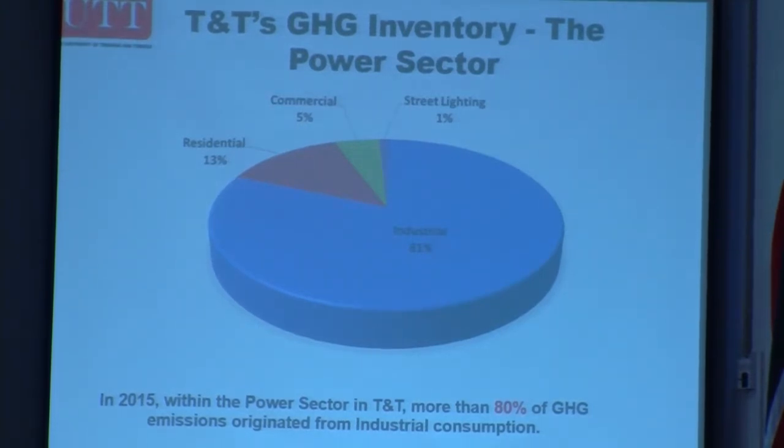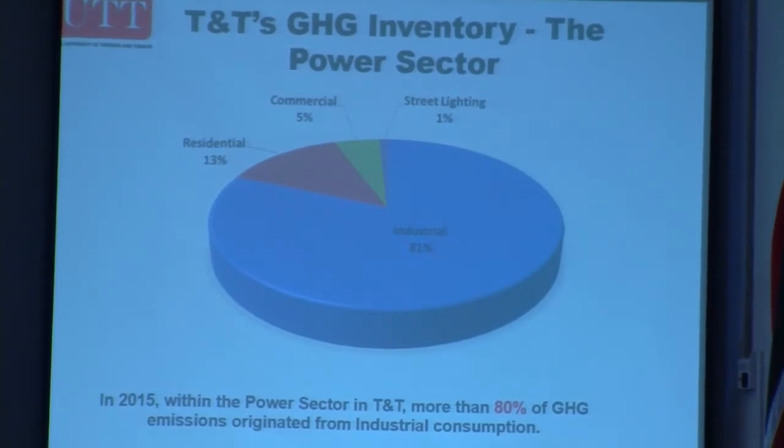This symptom of Trinidad and Tobago greenhouse gas emissions has not changed since 2010. What symptom am I referring to? The triple 80 effect. The triple 80 effect is simply that of all our emissions in 2010 and even in 2015, over 80% emanated from the petrochemical and power sector. Within the petrochemical sector, over 80% emanated from methanol and ammonia. And within the power sector, over 80% emanated from industrial use of power.